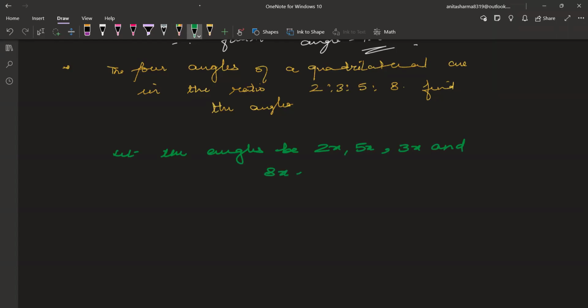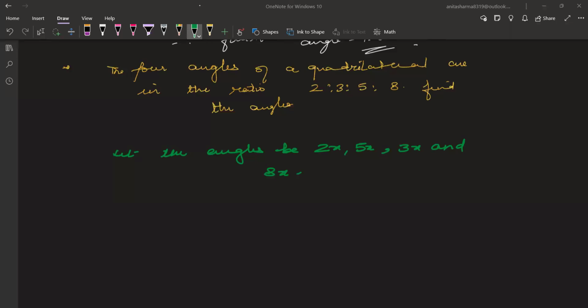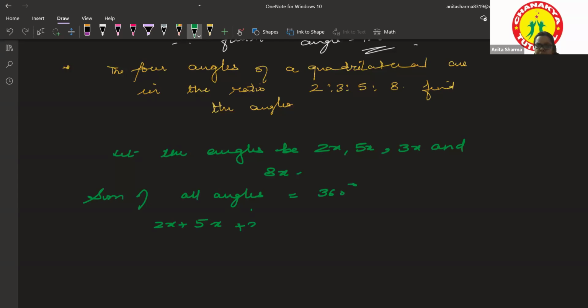Okay, Charan, what is your answer? Ma'am, so if we do 2x plus 5x plus 3x plus 8x is equal to 360, 18x is equal to 360, x will be 20, so we have to multiply it by 2, so it will be 40 degrees, 60 degrees, 100 degrees, 160 degrees. Yes, very good. So 2x plus 5x plus 3x plus 8x will be equal to 360 degree. So 3 plus 2, 5 plus this will be 18x is equal to 360 degree. Then value of x will be 20 degree, right?